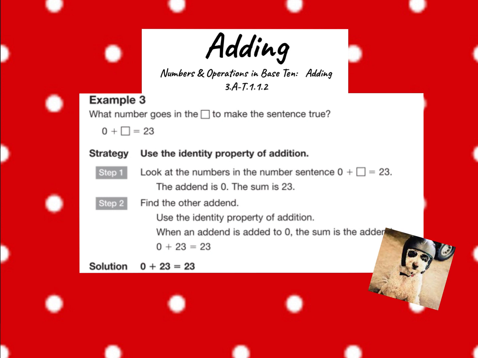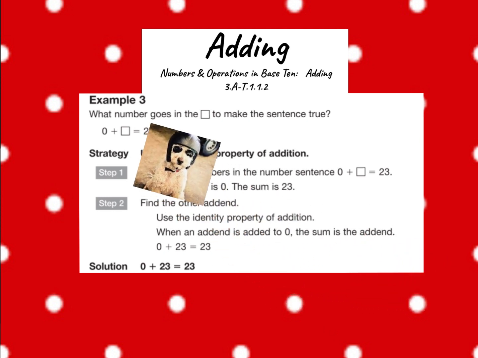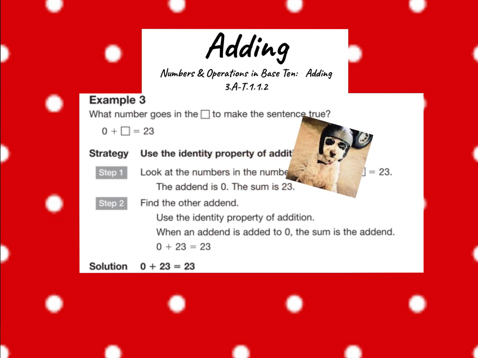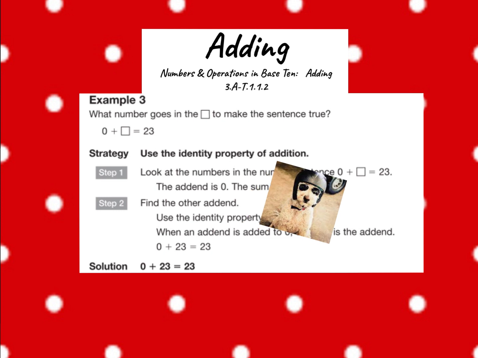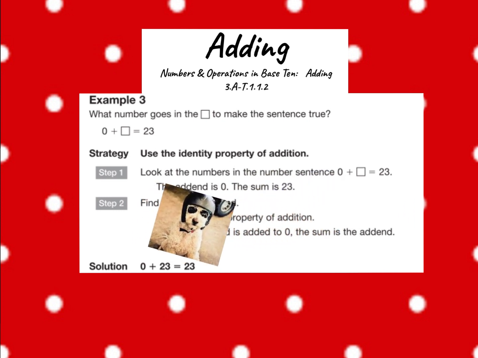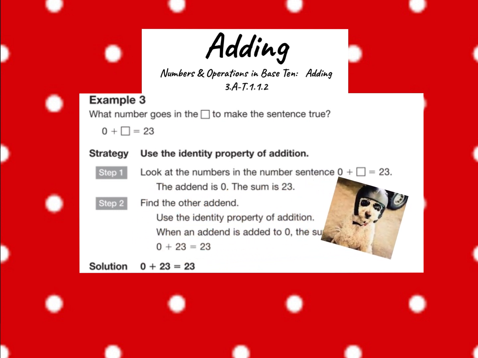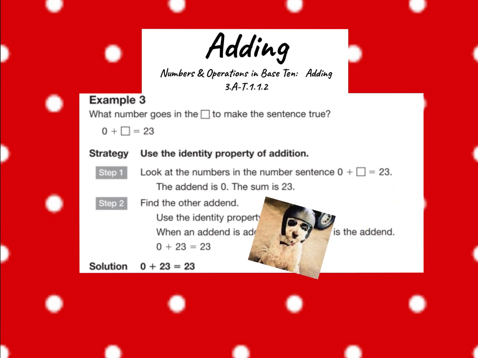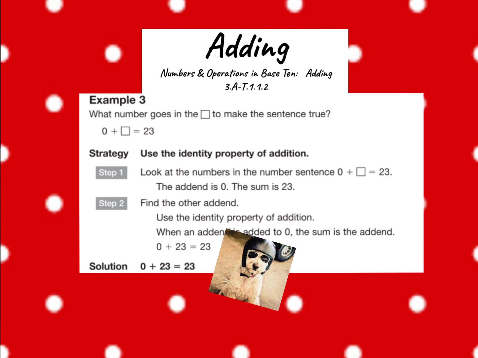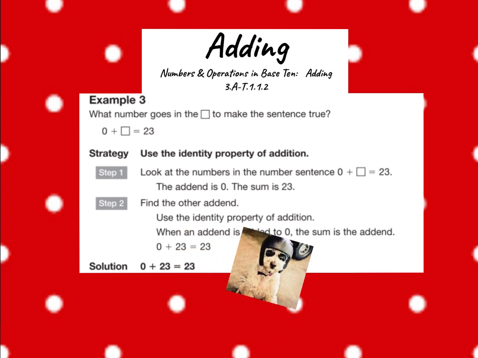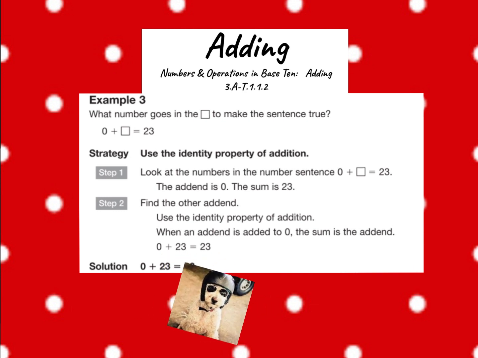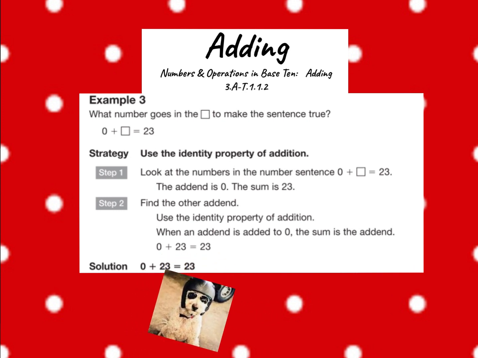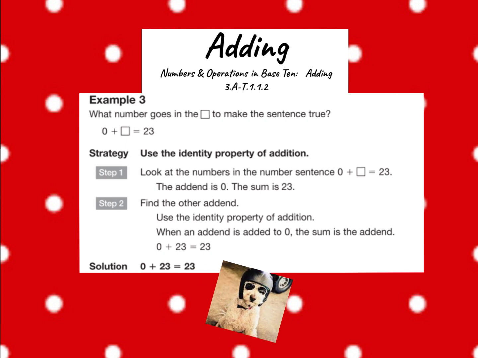Now here's another property that we can talk about too. What number goes in the box to make the sentence true? 0 plus something equals 23, and we're going to use the identity property of addition. So step 1, we're going to look at the numbers in the number sentence where 0 plus something equals 23. And the add-in is 0. The sum or the answer is 23. So we have to find the other add-in, and we're going to use that identity property where anything plus 0 is itself. So here's our solution. 0 plus 23 is 23.